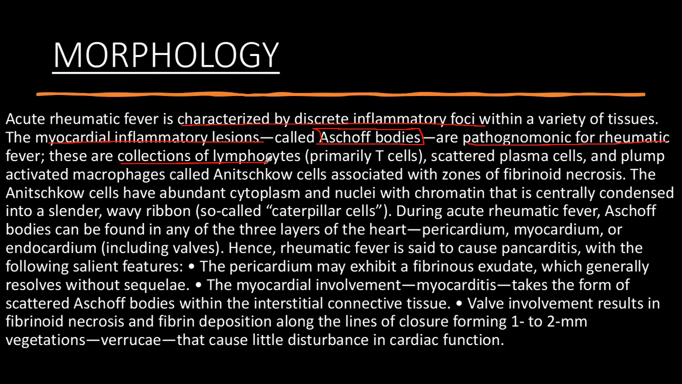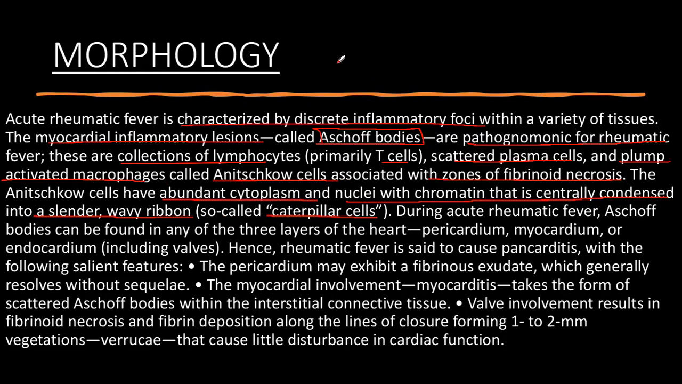They are collections of lymphocytes, primarily T cells, scattered plasma cells, which are your activated B cells, and plump activated macrophages, which are known as Anitschkow cells, associated with a zone of fibrinoid necrosis. Now, Anitschkow cells have abundant cytoplasm and nuclei with chromatin that is centrally condensed into a slender, wavy ribbon, the so-called caterpillar cells.